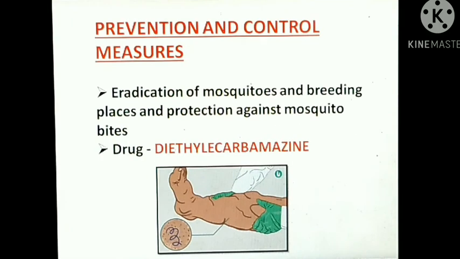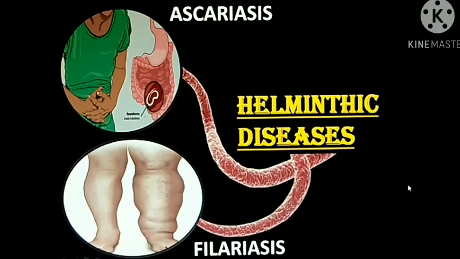What are the control measures by which we can prevent filariasis? It is through eradication of mosquitoes and their breeding places as well as protection against mosquito bites. Once the swelling appears, there is no other treatment except surgical operation. This was all about helminthic diseases.